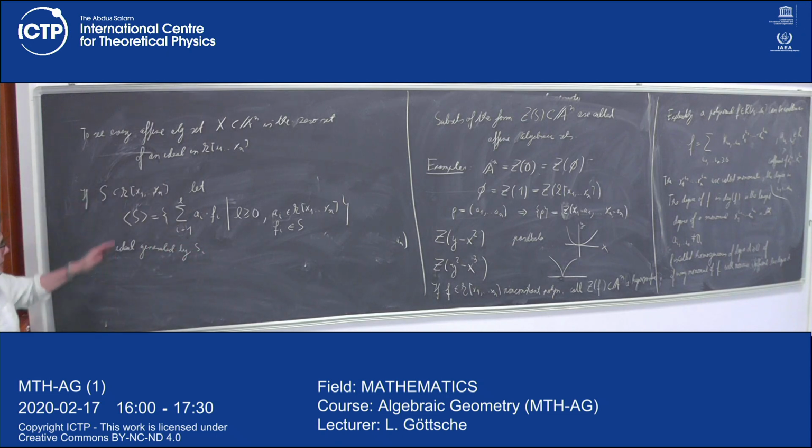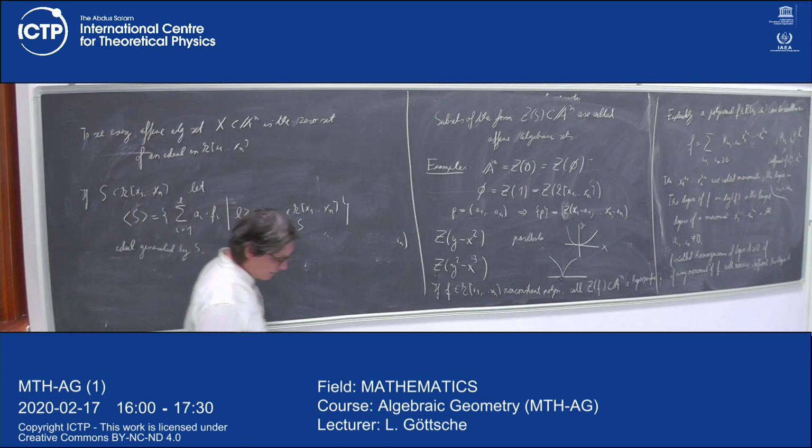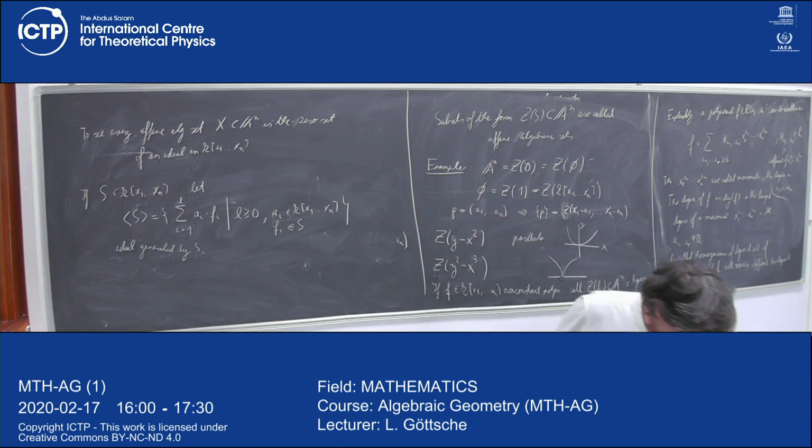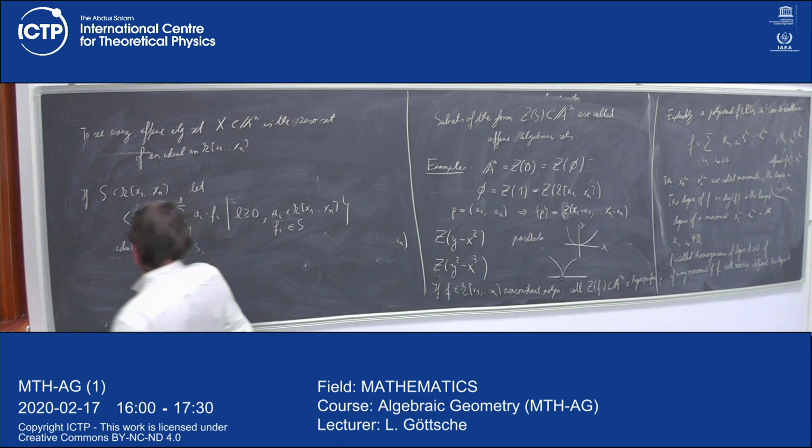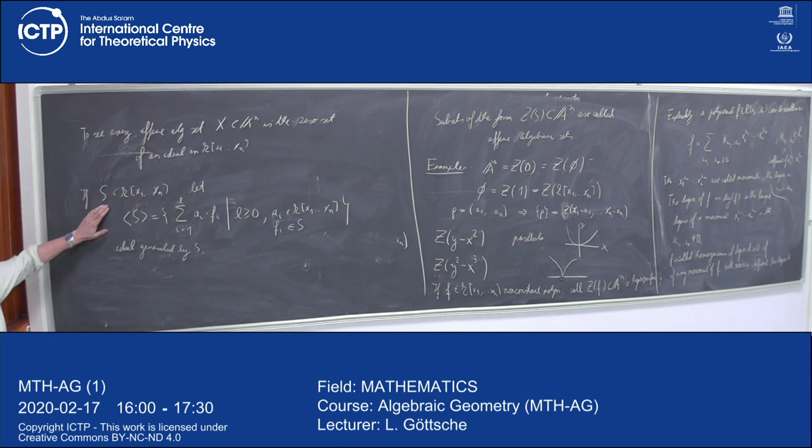Obviously, the ideal in k[x1, ..., xn] generated by S. And then we want to see that the zero set of a set of polynomials is the same as the zero set of the ideal generated by that. And this is quite simple.